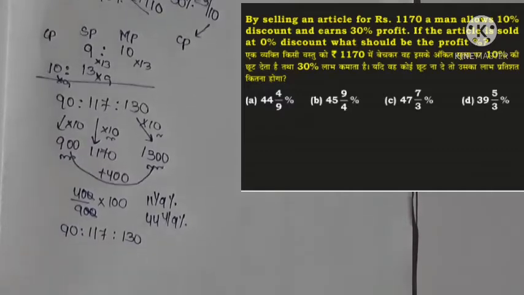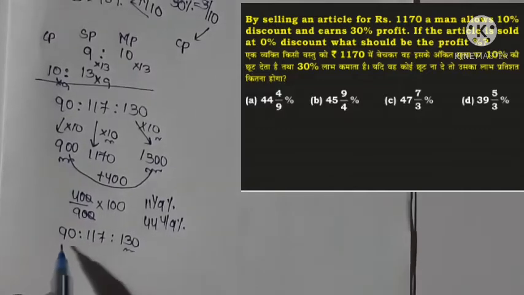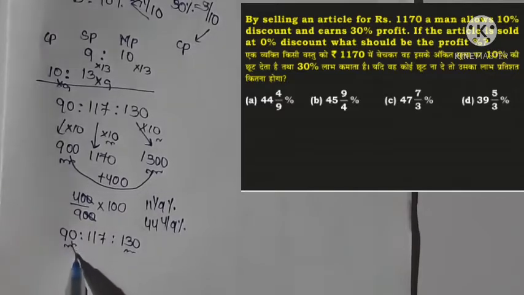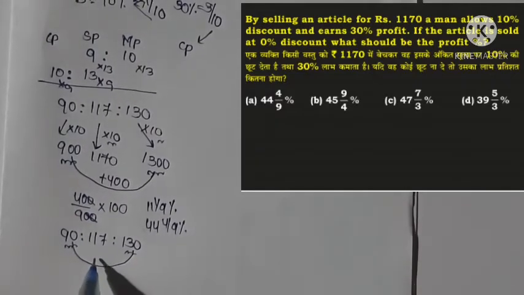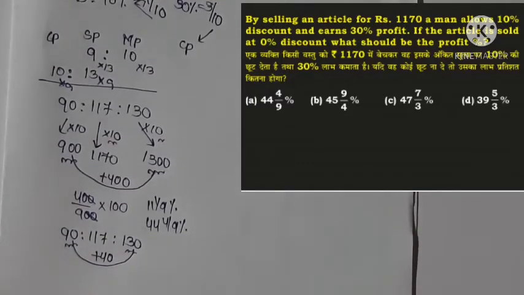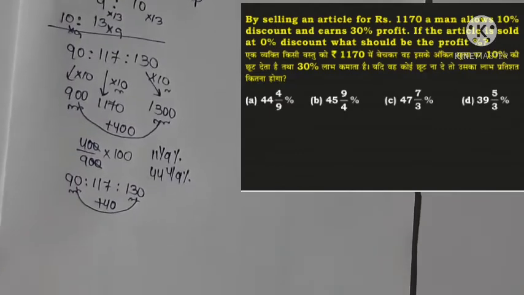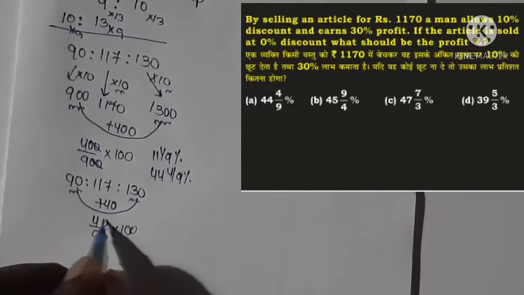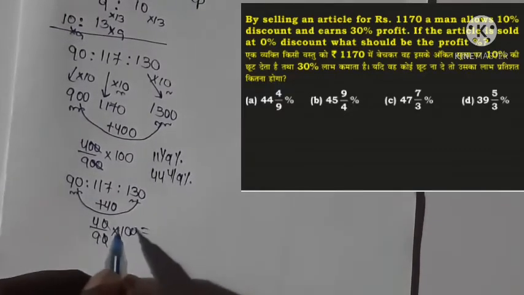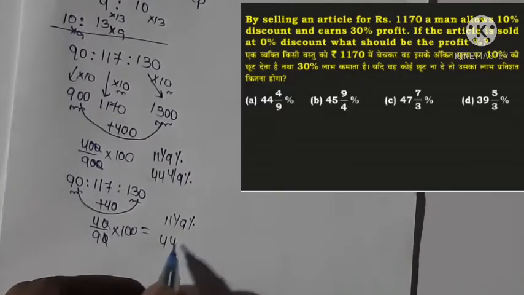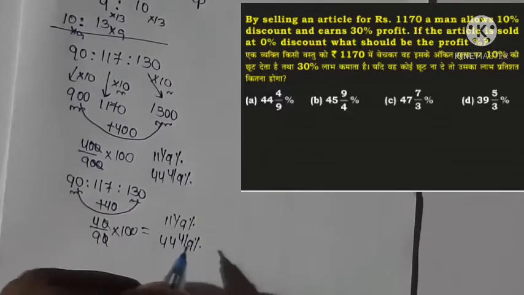90:117:130. See, the market price is 130 and the cost price is 90. So there is no discount. That means here we will get the value of 40 rupees. So the percentage is 40 by 90 into 100. So 0 cancelled. 1 by 9 value is 11. 1 by 9 percentage into 4. So 44. 4 by 9 percentage.